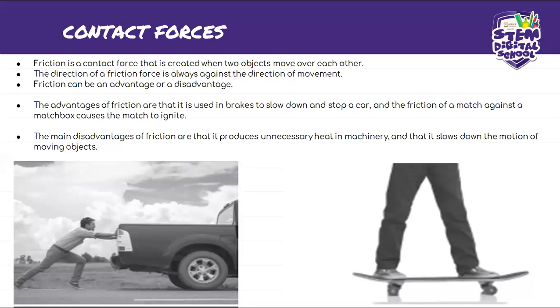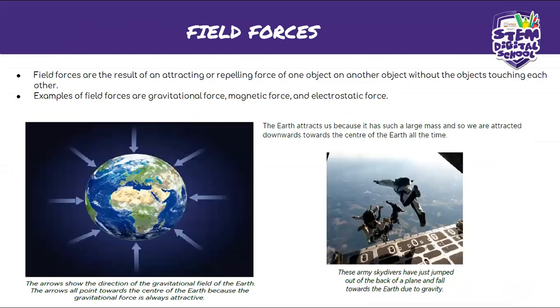All right. Then we have the advantages of friction and the disadvantages of friction. So the advantages of friction are that it is used in brakes to slow down and to stop a car, and the friction of a match against a matchbox causes the match to ignite. The main disadvantages of friction are that it produces unnecessary heat in machinery, and that it slows down the motion of moving objects. Okay. So basically, I was just reminding you of those ones that we have looked at.